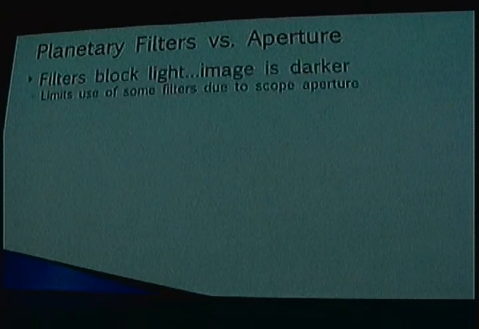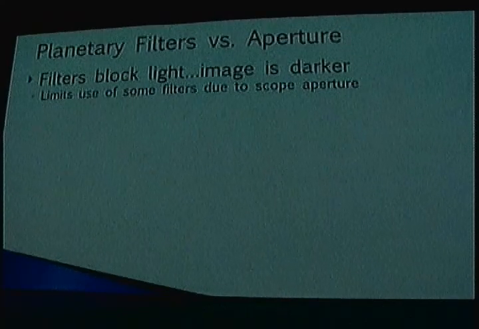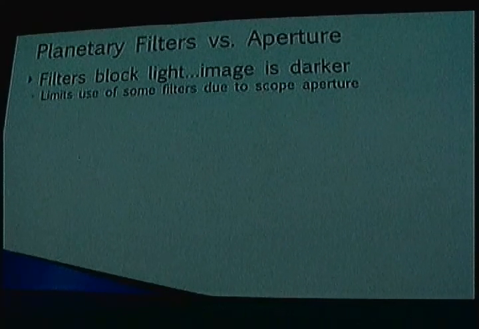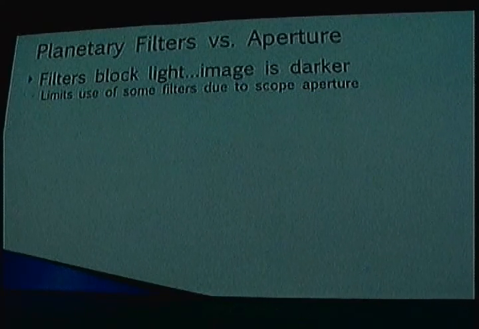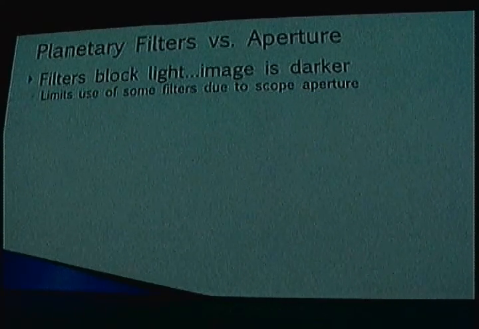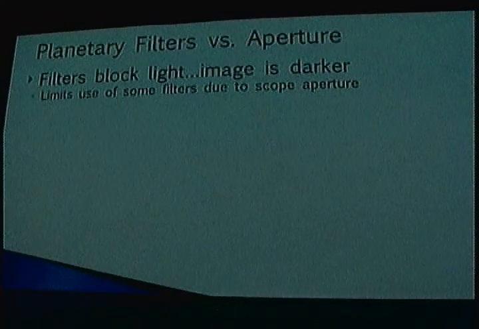So, at this point, I think it should be pretty clear to everyone that when you add a filter, what you're doing is removing the light or blocking the light of something you don't want to see. And what I haven't really talked about, though, is the fact that by blocking some light, you're making the whole image darker. And this can be an issue because for some apertures of scope, you won't be able to use some filters because the view will be too dark.